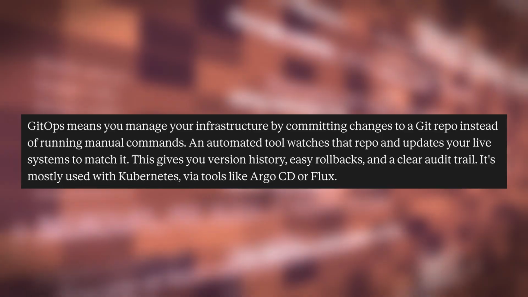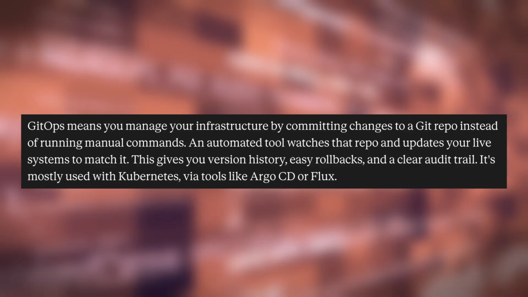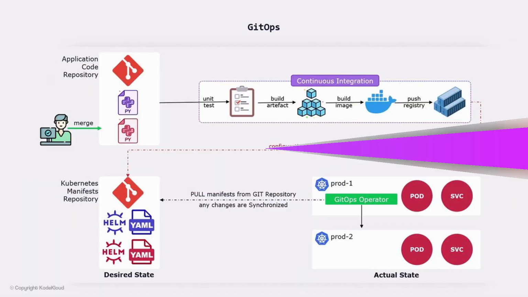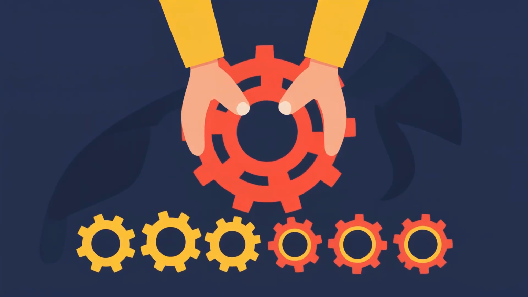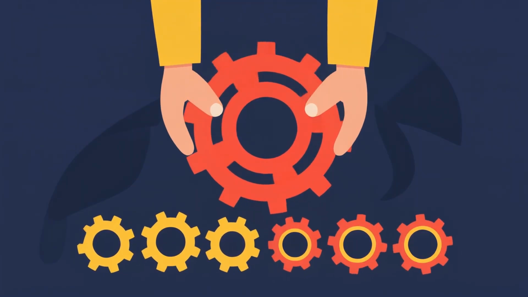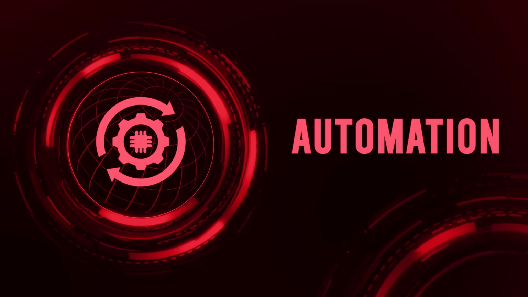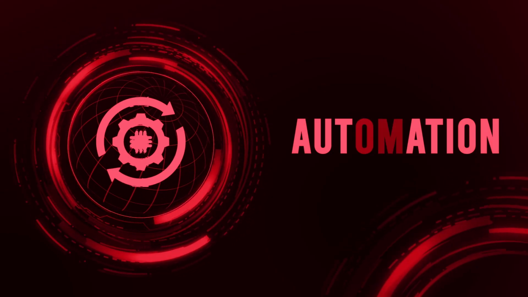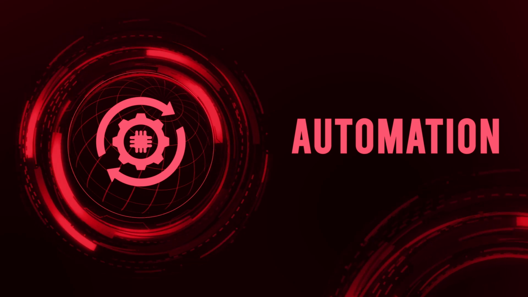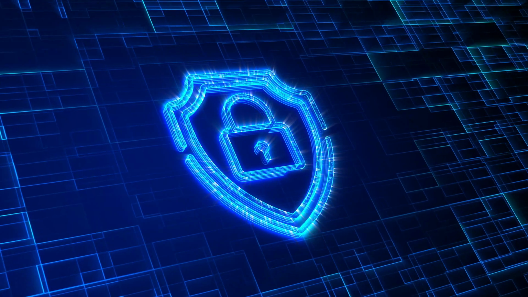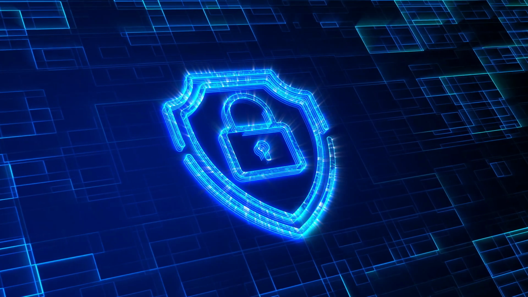GitOps is an operational framework where Git repositories become the single source of truth for managing infrastructure and applications. In simple terms, instead of manually configuring cloud servers, engineers store all infrastructure configurations inside a Git repository. Whenever changes are made to Git, the cloud environment automatically updates itself. Think of GitOps like having a blueprint for your entire cloud environment. If the blueprint changes, the environment automatically follows it.